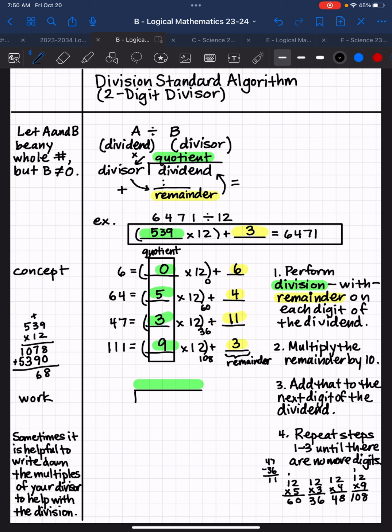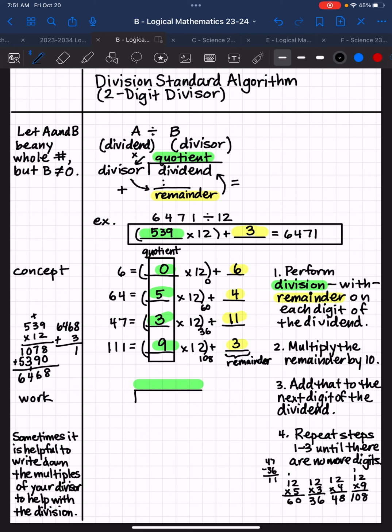7 plus 9 is 16. 0 plus 3 plus 1 is 4. 1 plus 5 is 6. And now I'm going to take 6,468 and add what to it? The remainder of 3. So I add 3 to it.